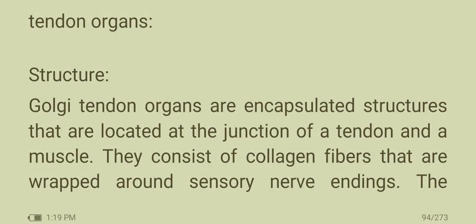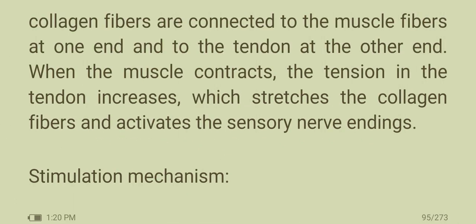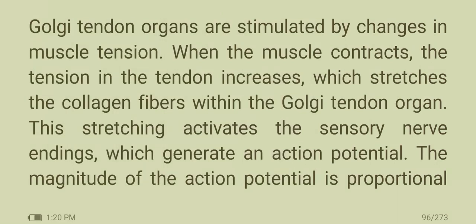So Golgi tendon organs are encapsulated structures that are located at the junction of a tendon and a muscle. They consist of collagen fibers that are wrapped around sensory nerve endings. The collagen fibers are connected to the muscle fibers at one end and to the tendon at the other end. When the muscle contracts, the tension in the tendon increases, which stretches the collagen fibers and activates the sensory nerve endings.